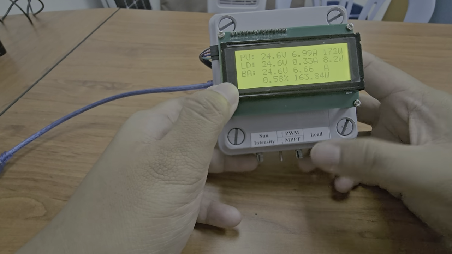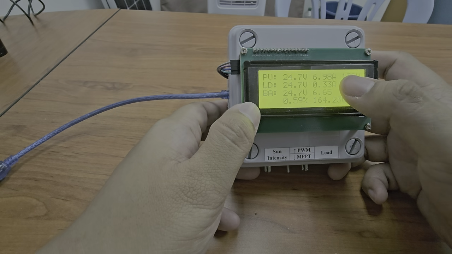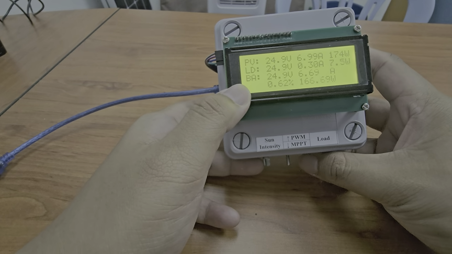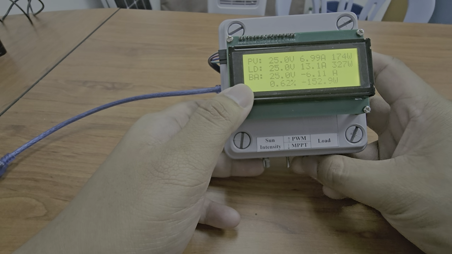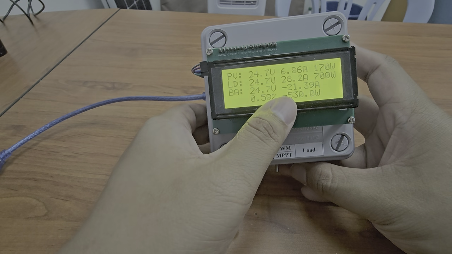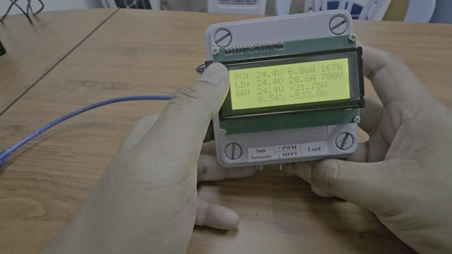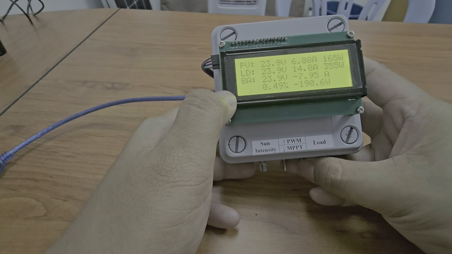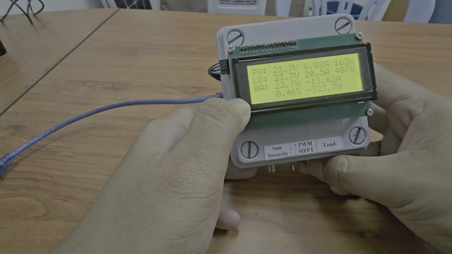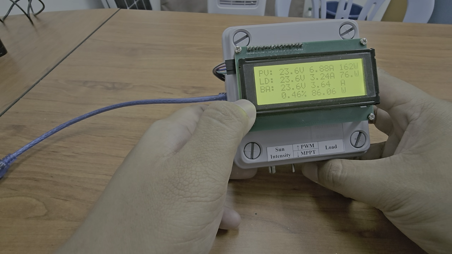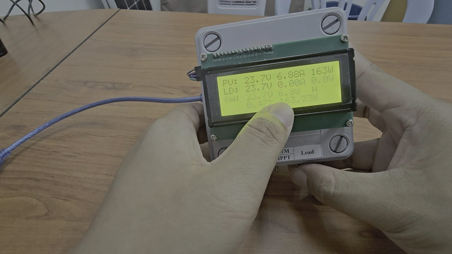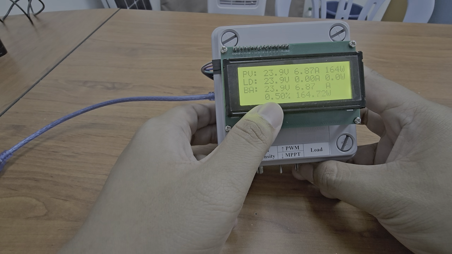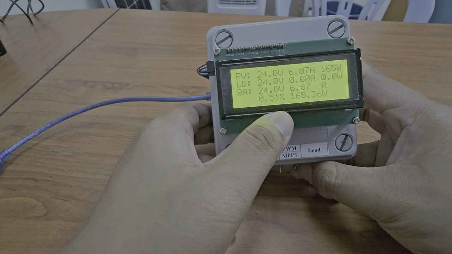You can see here the power for the PV and load is always a positive value, but for the battery you have positive and negative. When your load is increased a lot, it becomes negative. Negative means the battery is supplying the load, so the battery is discharging. If the value is positive, positive current and positive power, it means it is charging. I hope you can understand that.